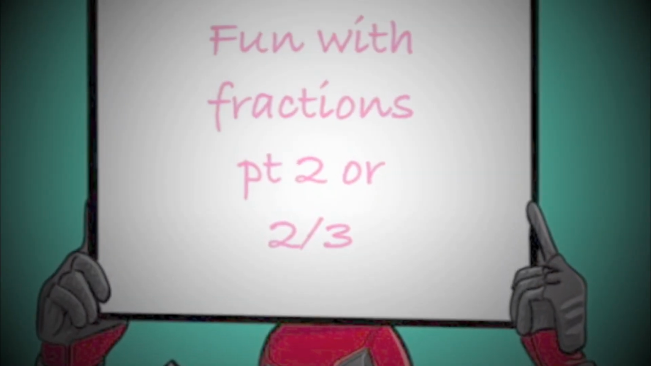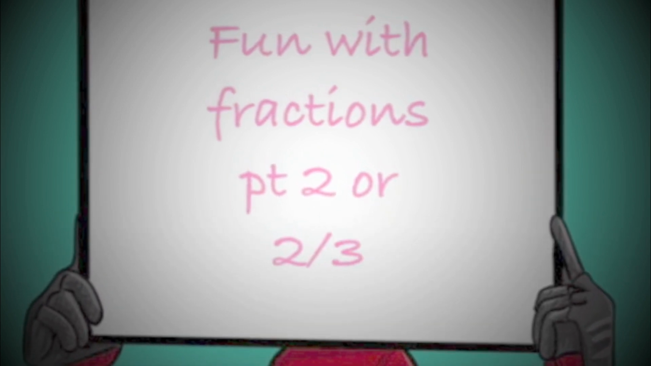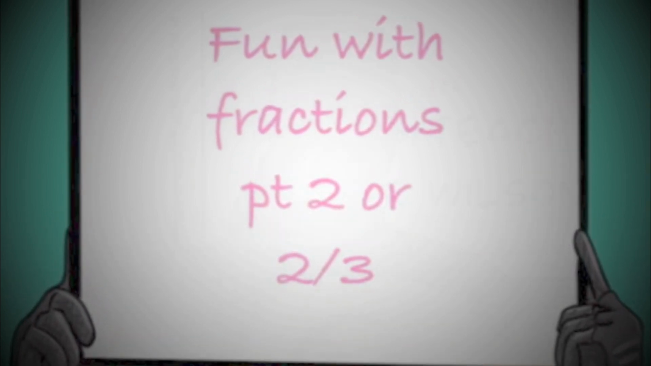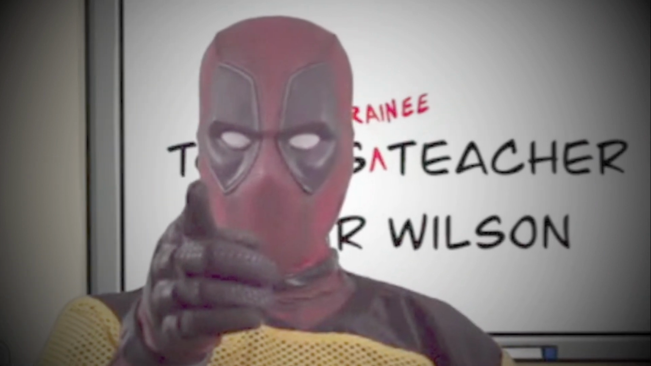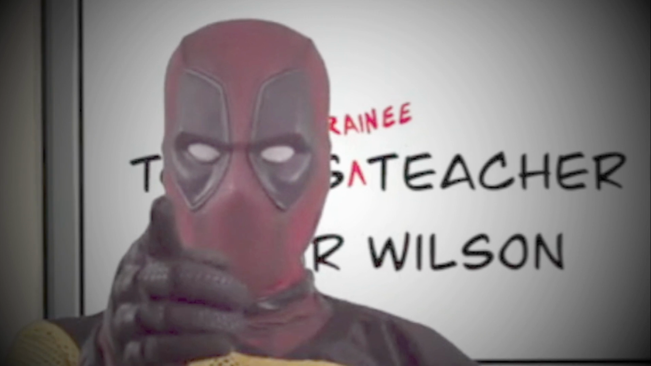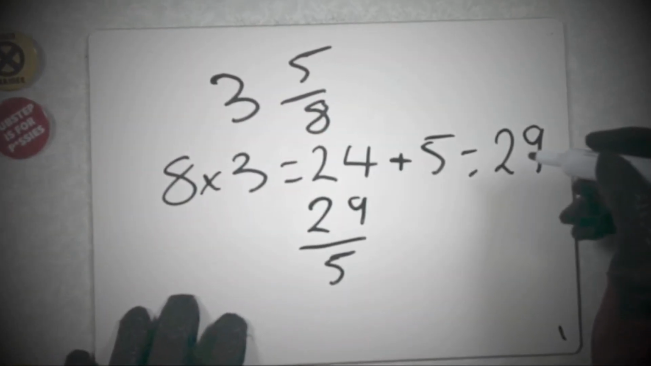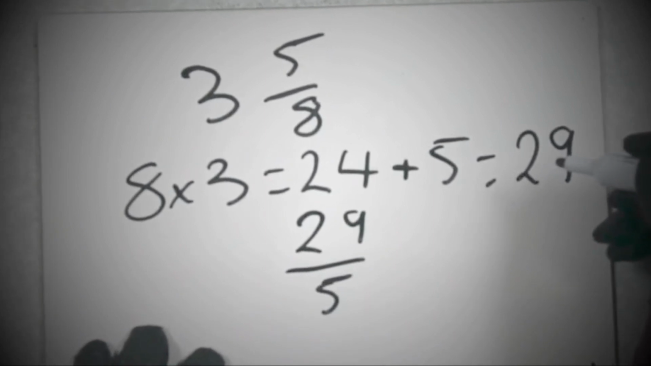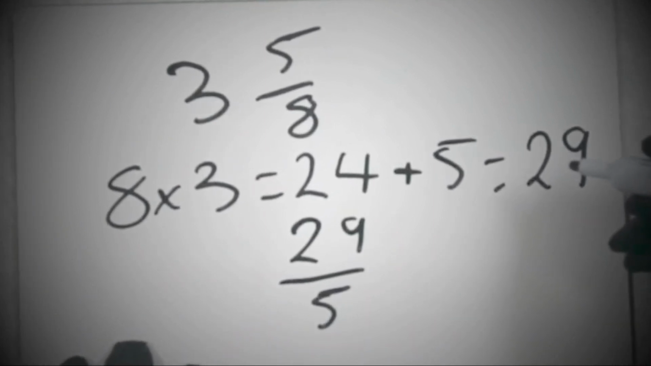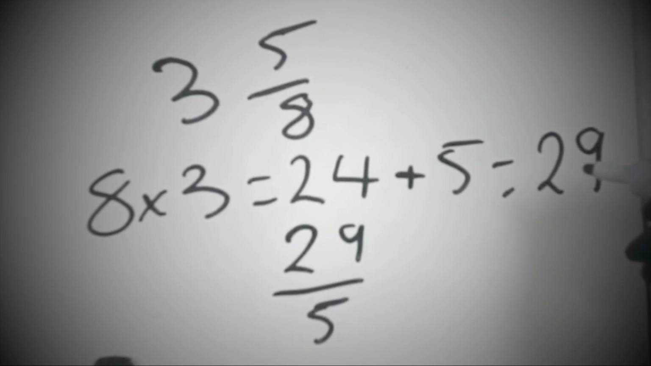On episode 6, titled Fun with Fractions Part 2, this man attempted to teach converting mixed fractions into improper fractions. He used the following example. However, if you look closely, you can see that the answer should be 29/8, not over 5. We are truly sorry for any distress this may have caused you and your loved ones.